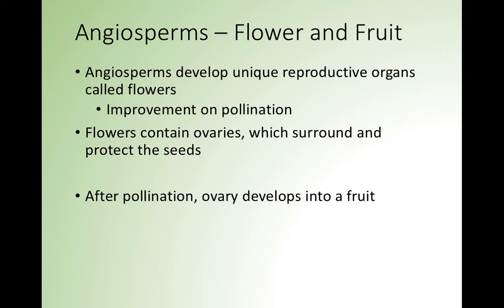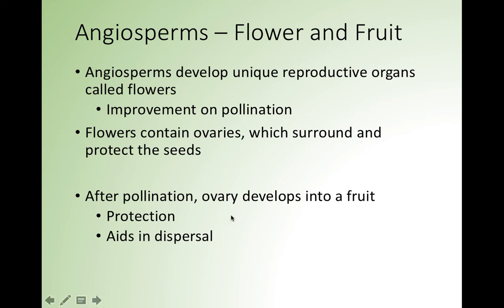Okay, after pollination happens, and we'll look more at pollination of flowers in the next unit, that ovary, which contains the egg that'll get fertilized, will eventually develop into a fruit. And so that provides protection for that embryo, so that it can eventually hopefully develop into an adult plant.